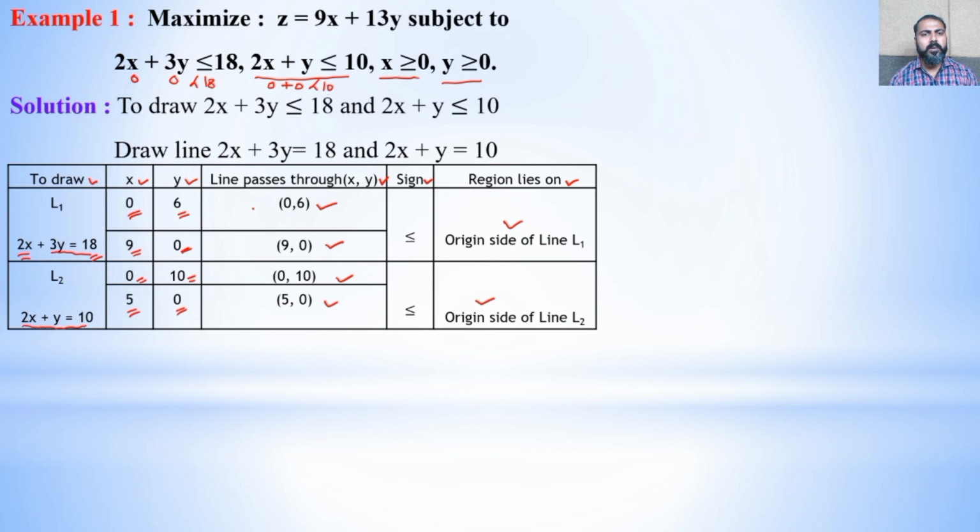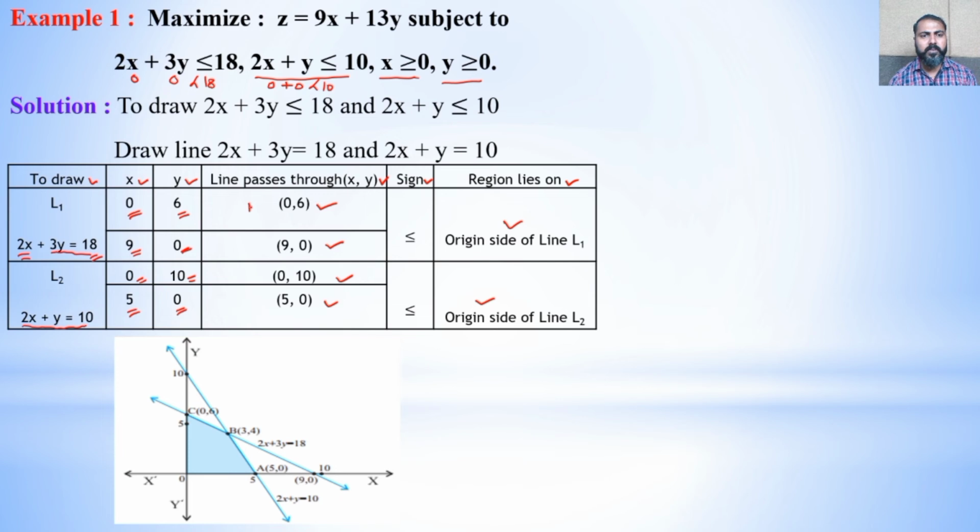To draw the lines 2x plus 3y is equal to 18 and 2x plus y is equal to 10, first we draw xy plane. First we plot the point (0, 6). Since x coordinate is 0, so the point lies on y axis. Here is that point. Second, we plot the point (9, 0). Since y is 0, so that point lies on x axis.